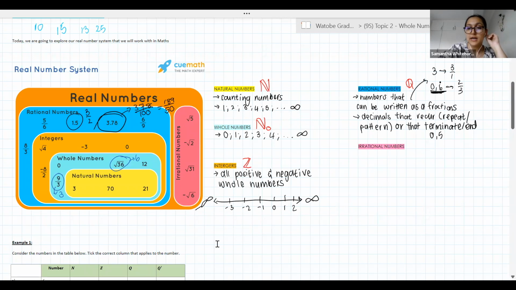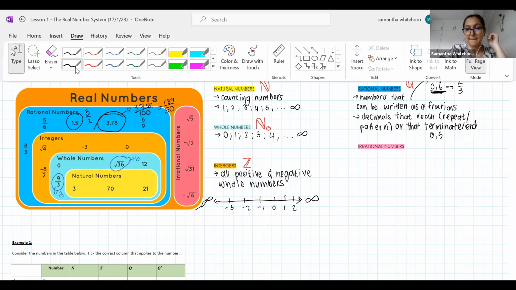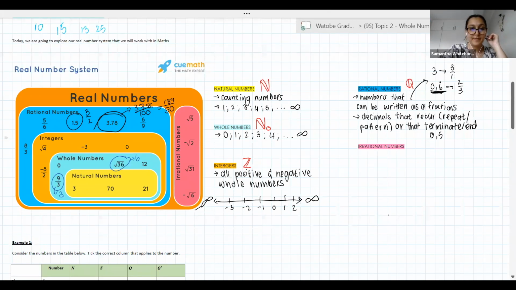Anyone want to try and tell me what then an irrational number is? The lady? Irrational numbers are non-terminating numbers and non-recurring. Okay, perfect. So again, you guys are so on it with the definitions. I've clearly gotten lazy. Naledi said non-terminating, non-recurring.